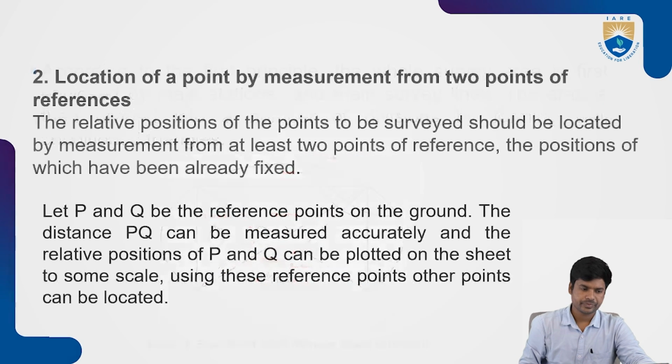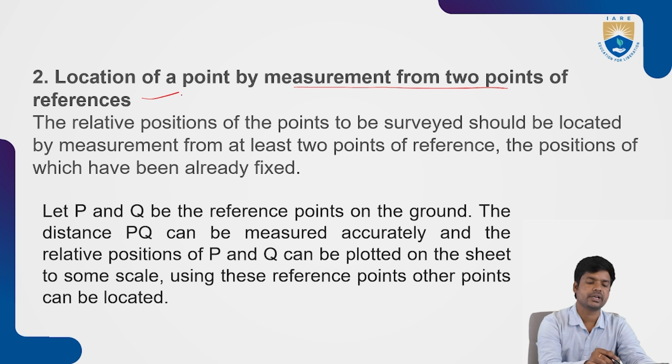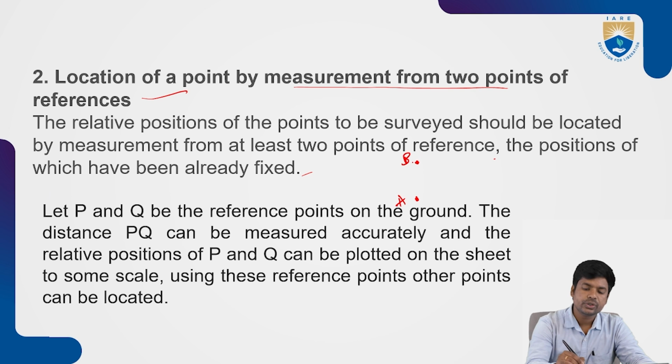Next one, coming to the second principle, location of a point by measurement from 2 reference points. Suppose the relative positions of the points to be surveyed should be located by measurement from at least 2 points of reference, the positions of which have already been fixed. So before doing the surveying, see here, this is point A and this is point B.